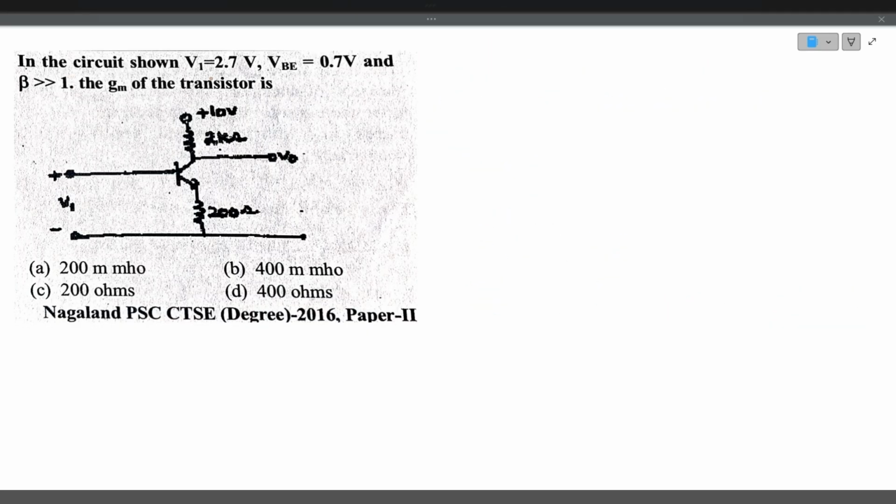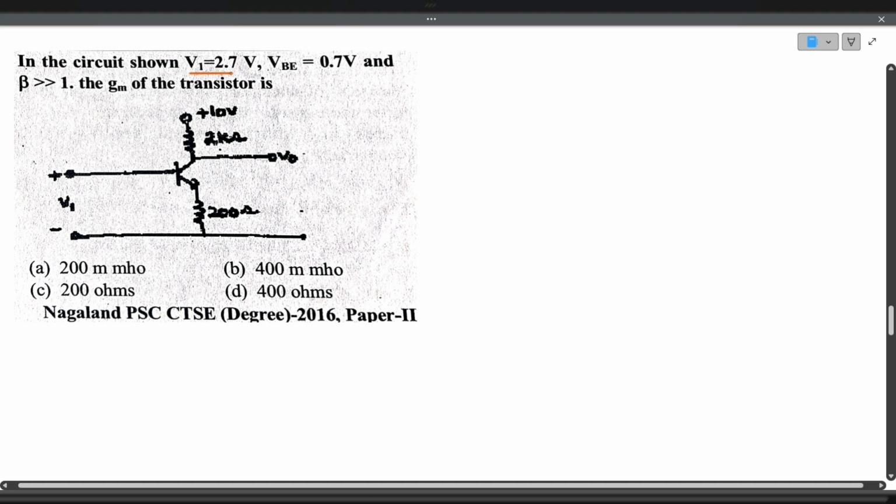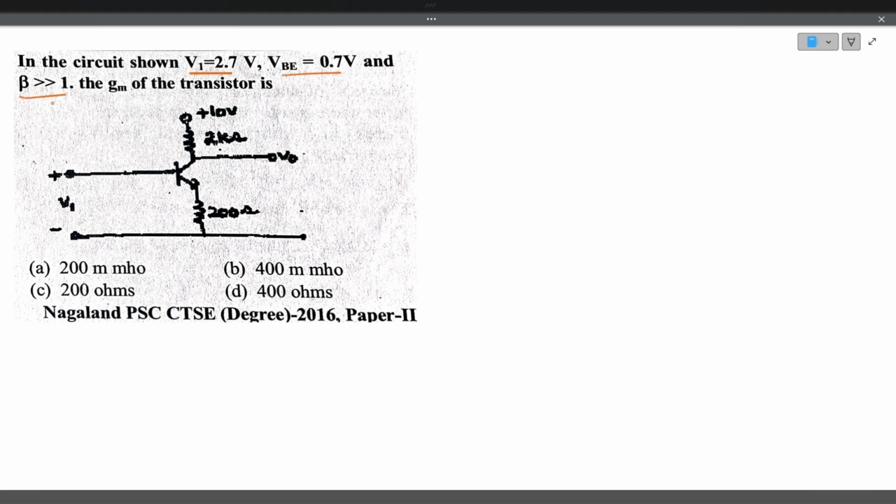In the circuit shown, VI, that is the input voltage, is 2.7 volts, VBE is 0.7 volts, and beta is far greater than 1. So gm, that is nothing but the transconductance of the transistor, is? The transconductance formula is the output current IC divided by the thermal equivalent voltage VT. VT is usually a fixed value. VT is usually 25 millivolts, that is a fixed value.